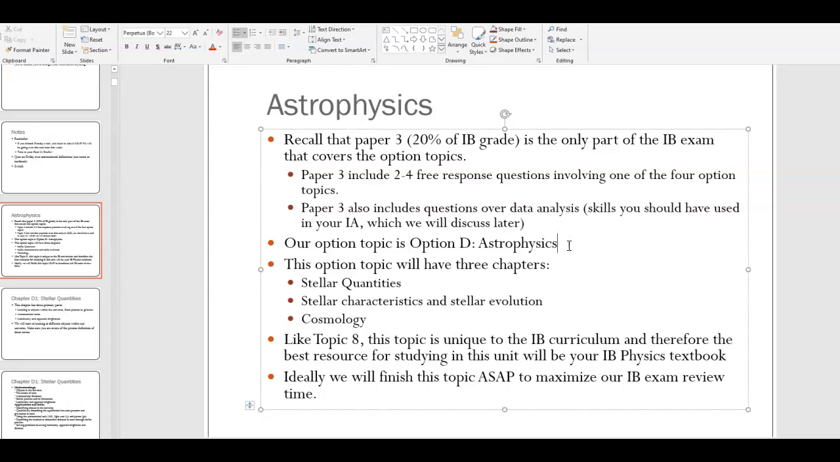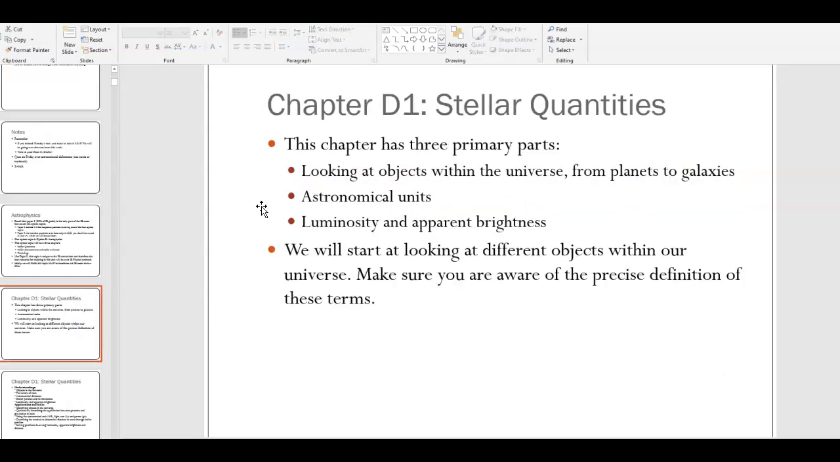Now, I can't stop you from answering questions in other sections, but please, please, please only answer the questions over option D. So this option topic has 3 chapters. D1 is stellar quantities, D2 is stellar characteristics and stellar evolution, and D3 is cosmology. Okay, so we're going to start with D1.